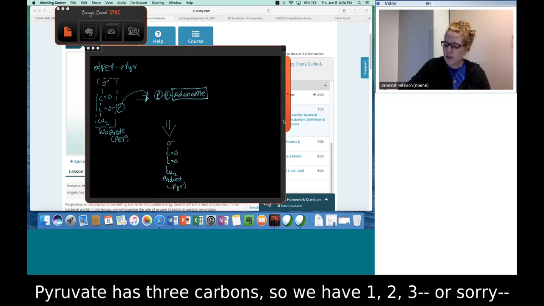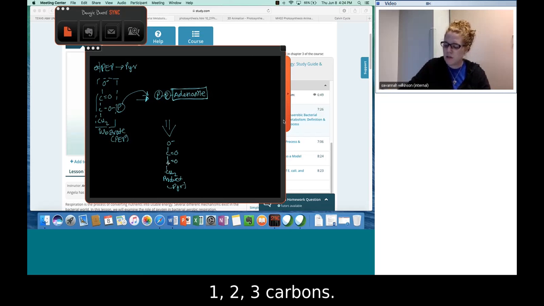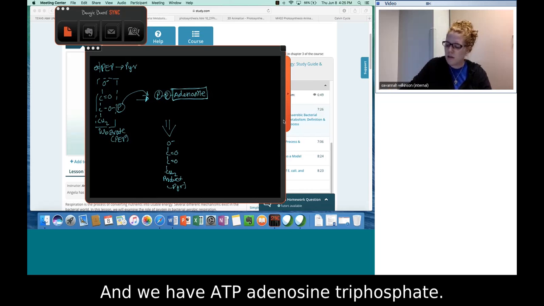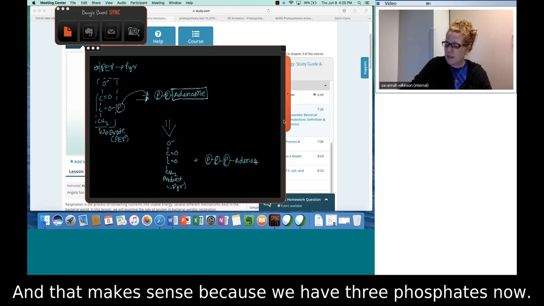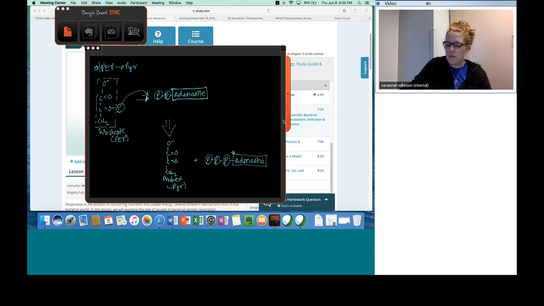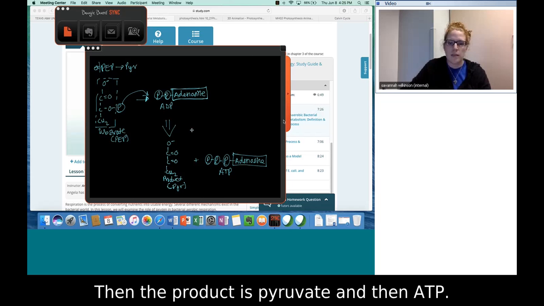Pyruvate has 3 carbons, so we have 1, 2, 3 carbons, and we have ATP, adenosine triphosphate, and that makes sense because we have 3 phosphates now. So substrate PEP, ADP, then the product is pyruvate, and then ATP.